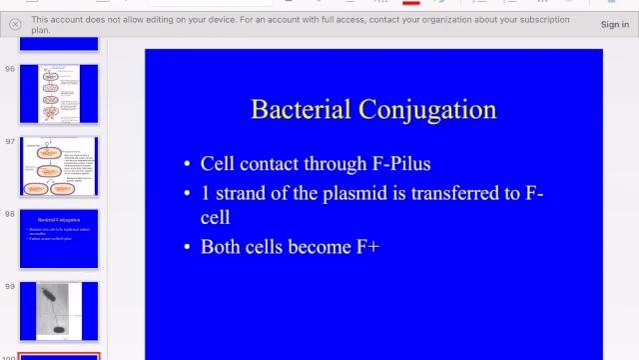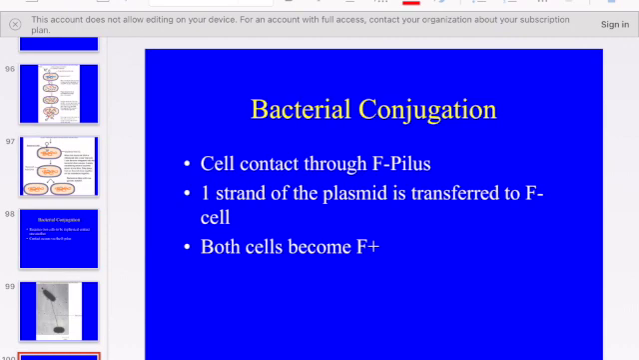All right, so this is the only type of horizontal gene transfer where the two cells have to have contact with each other. Oh, and don't worry about this stuff about F-. An F- cell means that it doesn't have the F plasmid.